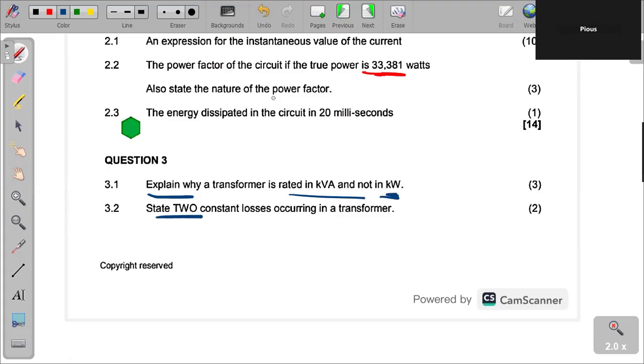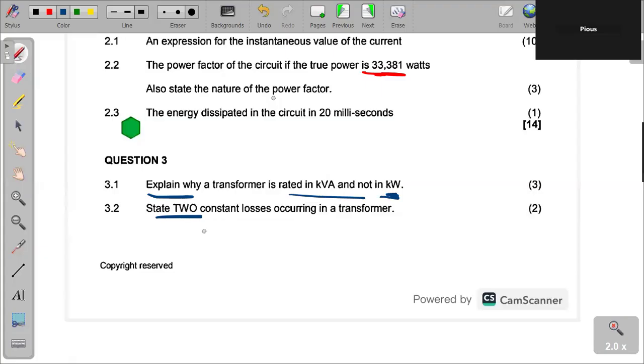Now here comes the question. It is saying state two constant losses occurring in a transformer. In a transformer, our losses are classified as constant and some as variable losses. The losses that we have in the transformer are the eddy current losses, the hysteresis losses, and the dielectric losses. These are the constant losses that we have.